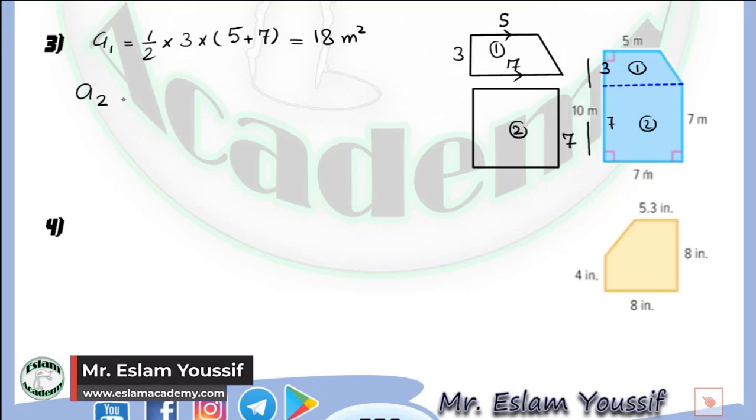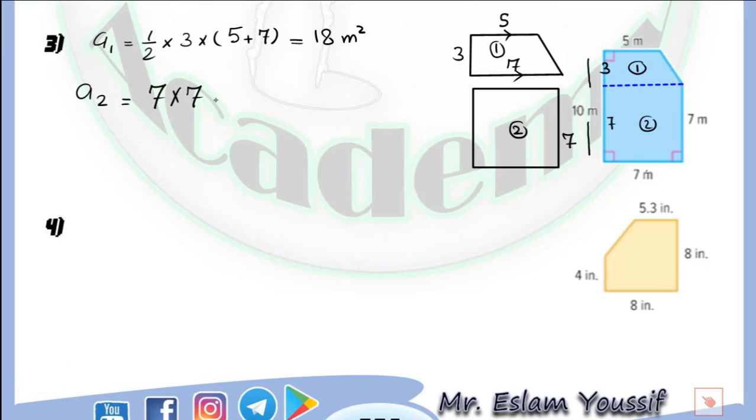Now we need to find the area of number 2. You will find that number 2 is a square. The area of the square is a side multiplied by itself. So 7 times 7 will be equal to 49 square units. To find the total area, all we have to do is add. So 18 plus 49, the answer will be equal to 67 square units.